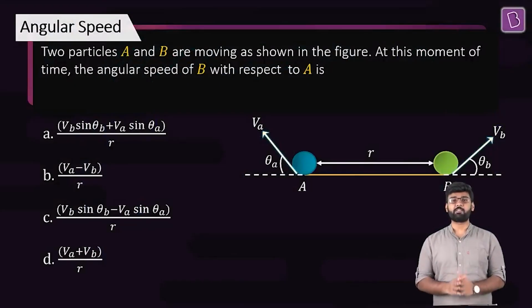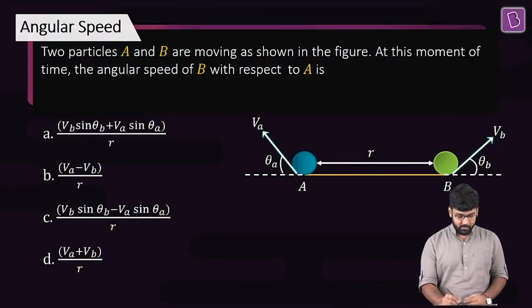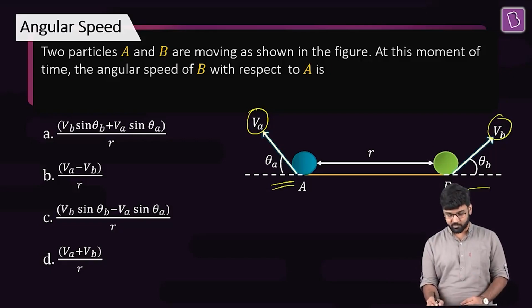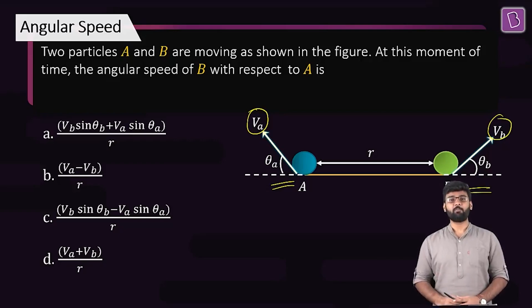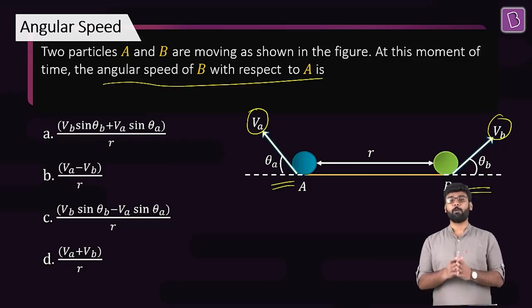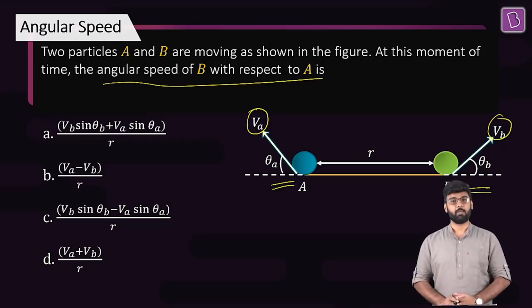So here is the next question on relative angular velocity. We have been given two particles which are moving with velocities VA and VB as shown in this figure. You can see here VA is making an angle theta A with the negative x-axis and VB is making an angle theta B with positive x-axis. And we have to find the relative angular velocity of B with respect to A.